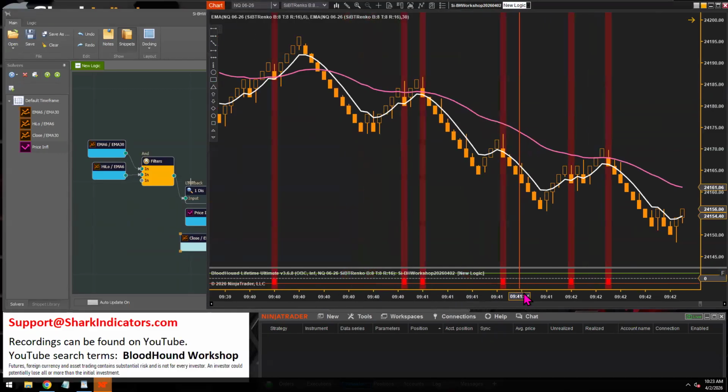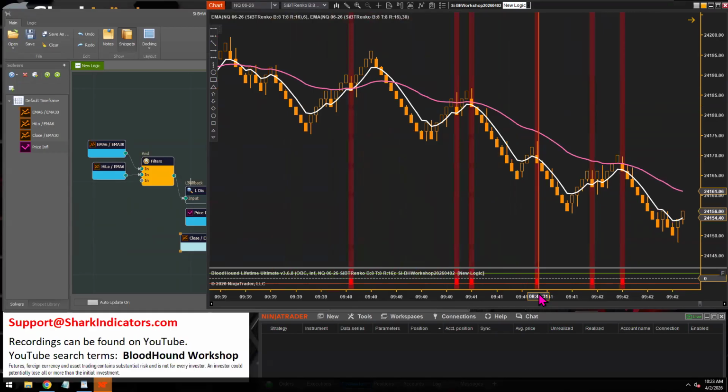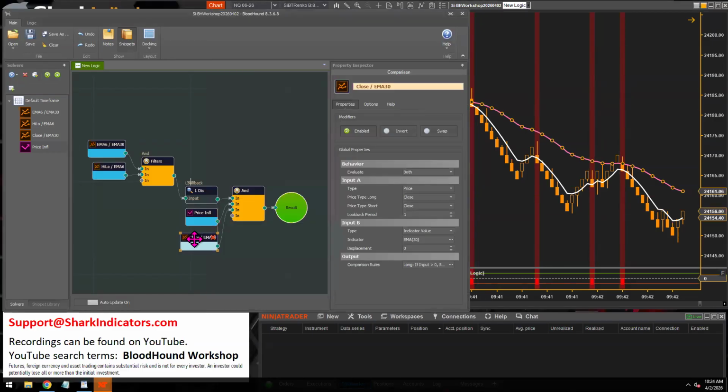All right, I think that concludes it. And actually, there's another signal and another signal where price is above the EMA 30. So all three of these signals are getting through by adjusting where this price filter goes.